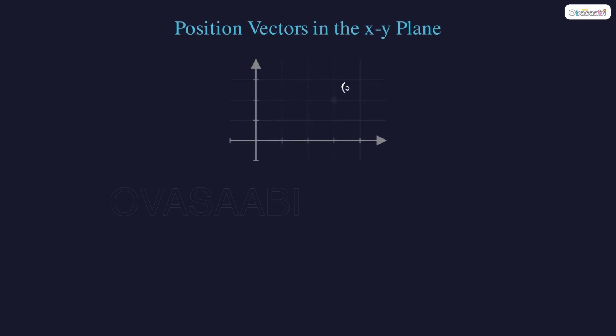How do we describe exactly where something is on a flat surface, like a football on a pitch? Let's use vectors to locate any point precisely.